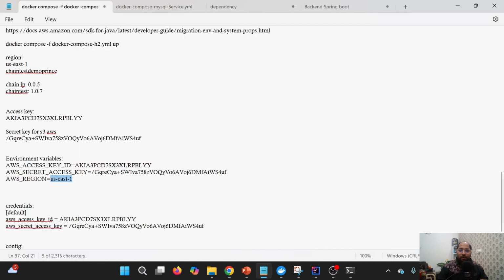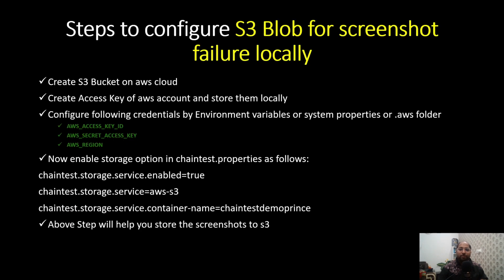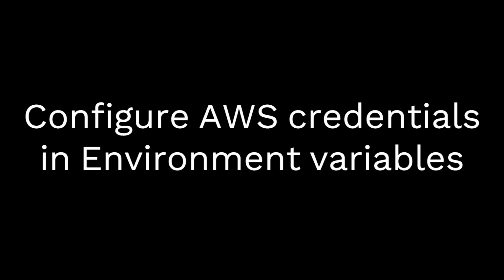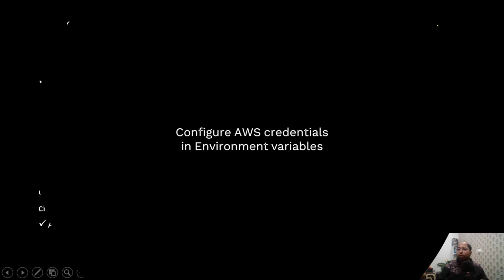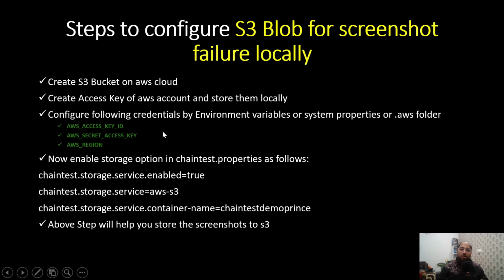Now what we need to do? First of all, we need to create the S3 bucket. Now we need to configure the credentials by environment variables, system properties, or the .aws folder. We'll try to understand how we can do it. First we'll understand how to set up environment variables. Whatever we got, the access key, secret key and region, we'll have to put into IntelliJ from where we are running it.